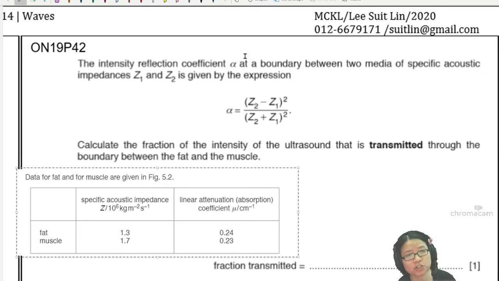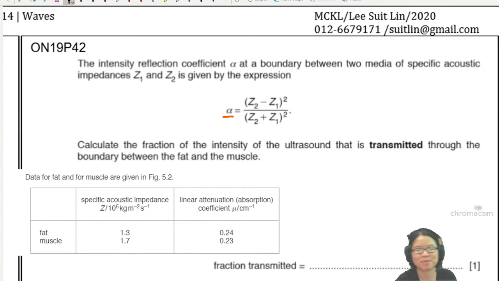The intensity reflection coefficient alpha at the boundary between two media of specific acoustic impedance Z1 and Z2 is given by this expression. You're given the equation to find alpha. They don't always give this to you. Sometimes they do, so make sure you know how to find the intensity reflection coefficient. Calculate the fraction of intensity of ultrasound that is transmitted through the boundary between fat and muscle.